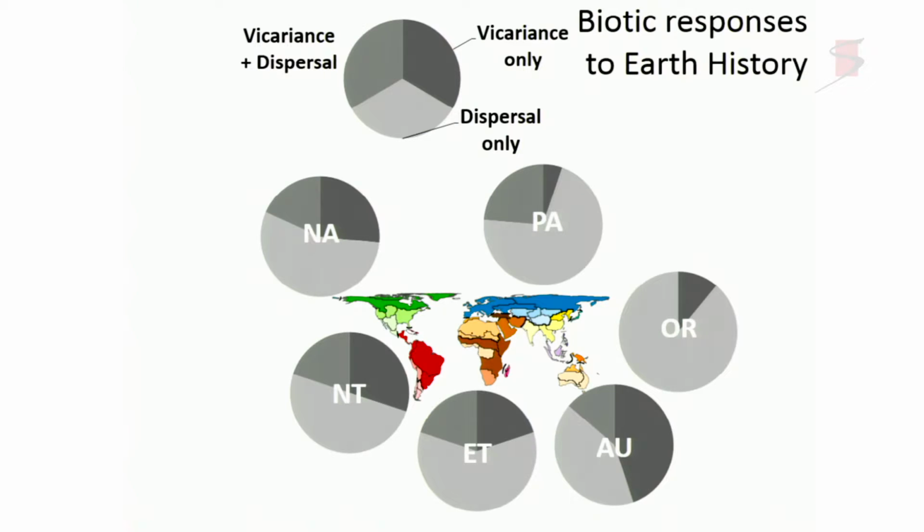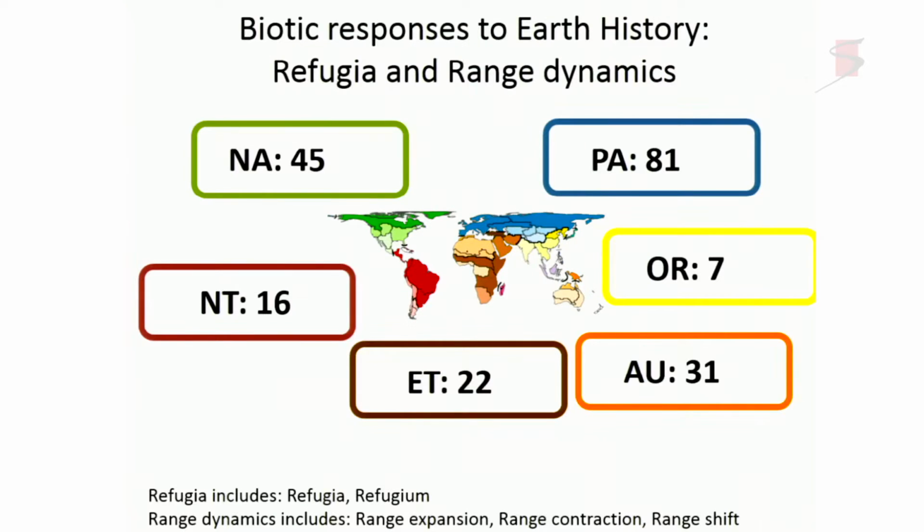Dispersal is big everywhere. Vicariance is pretty big in Australia, not so big in the Palearctic, but vicariance plus dispersal occurs almost everywhere except the Orient. Small sample size in the Orient, though.